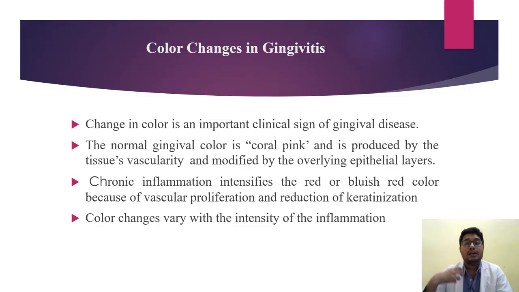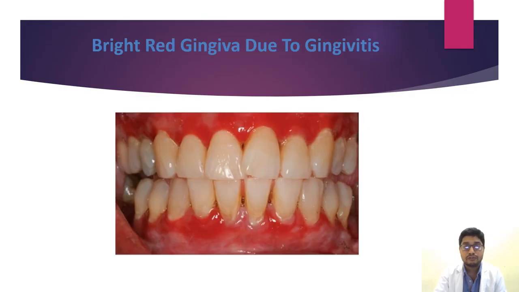Because of the proliferation of vascular lesions, the mucosal color will change from coral pink to a reddish or bluish red color. So the color changes vary with the intensity of the inflammation, as per the stages I explained before. See the bright red color of the gingiva. Here you see coral pink gingiva, and in the interdental gingiva you see it is very red. That is because of the proliferation of vascularity, and the inflammatory process is also happening.